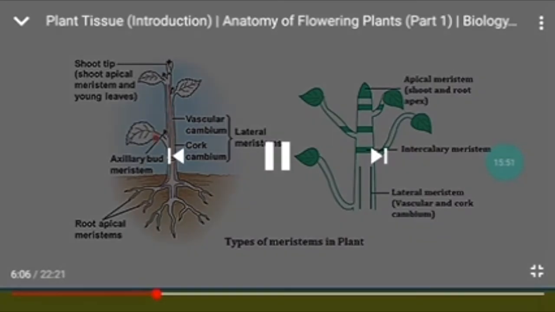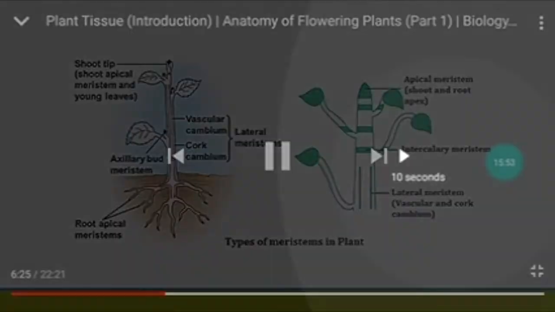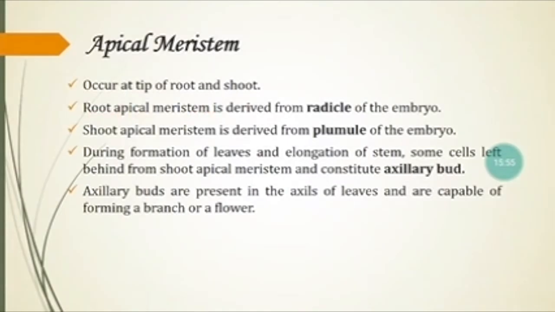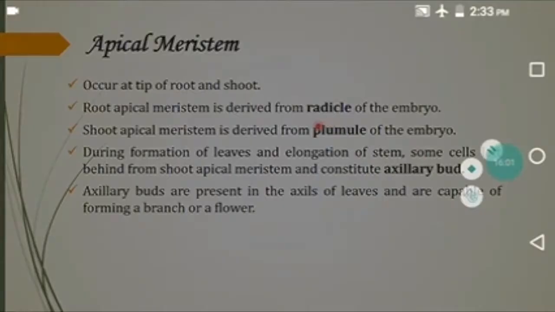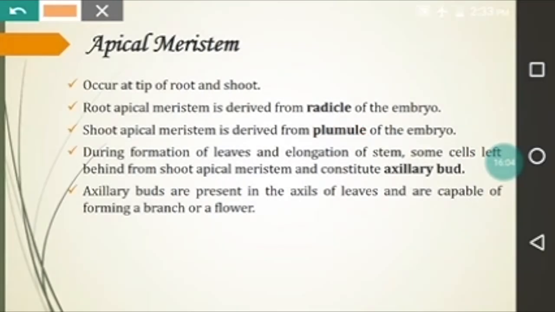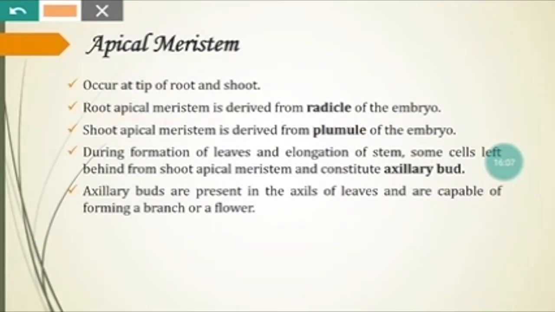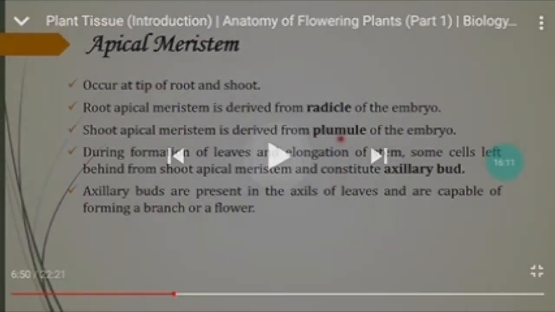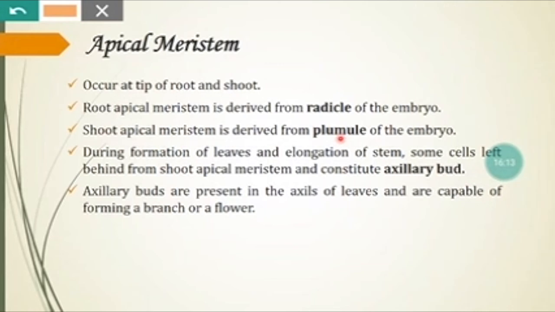Let us see what the characters of these tissues are. Apical meristem occurs at the tip of the root and shoot parts. So the apical meristematic tissue occurs at the tip of root and shoot.